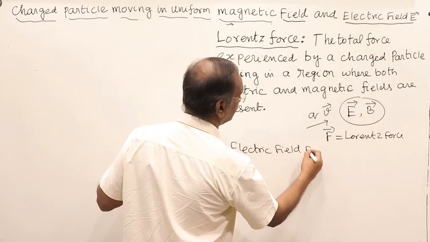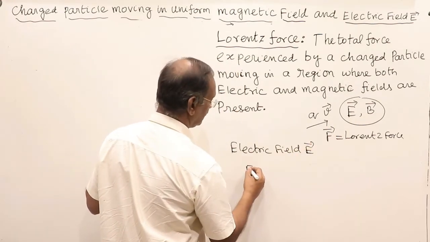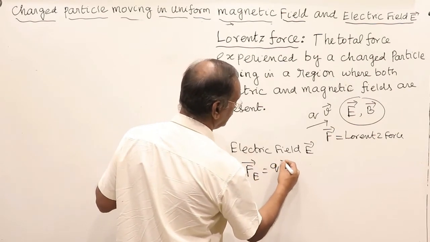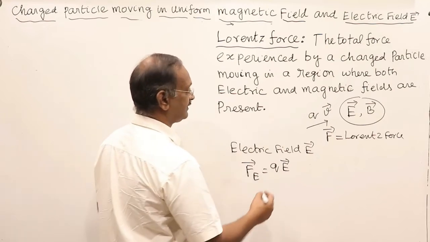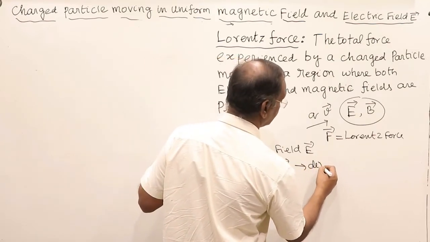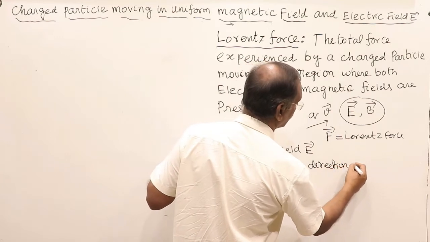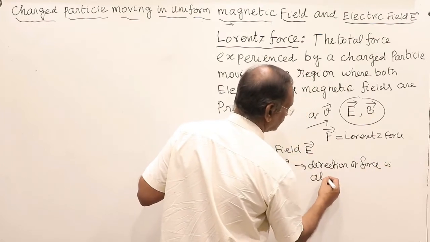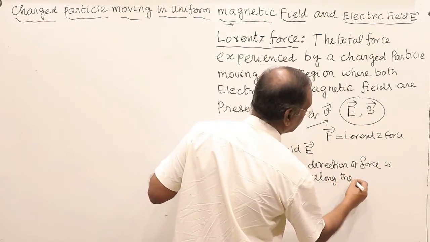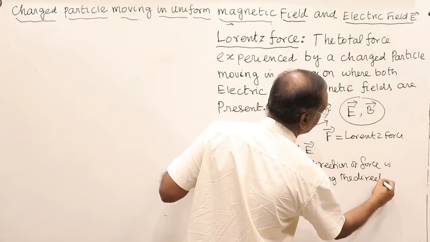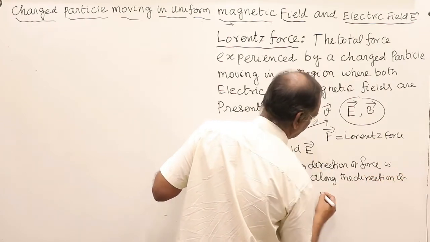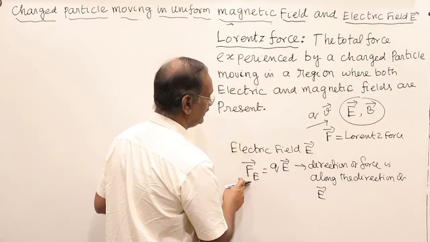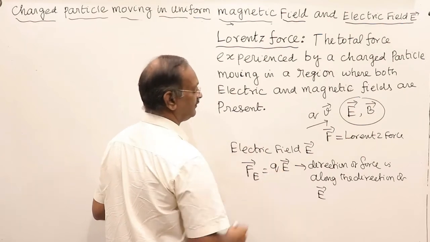Electric field E. The force experienced due to electric field is equal to Q into E, and the direction of force is along the direction of electric field. Because Q is a scalar, the direction of electric force on the charged particle is in the direction of electric field.